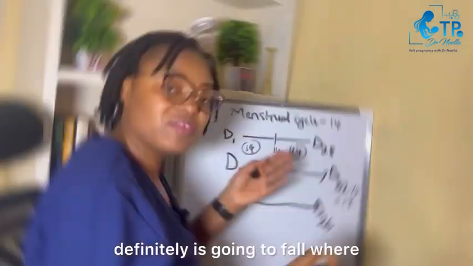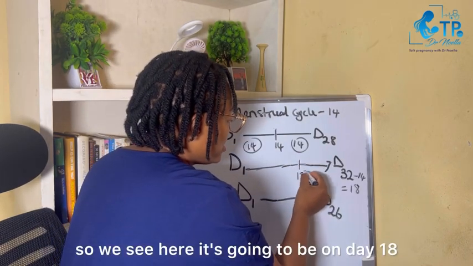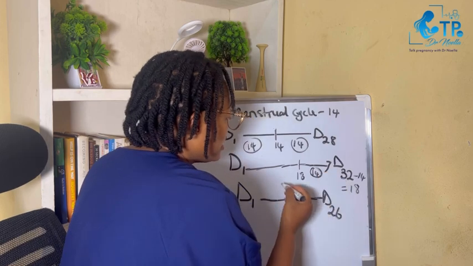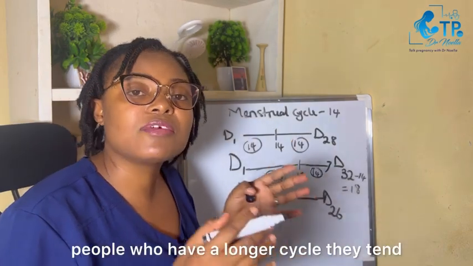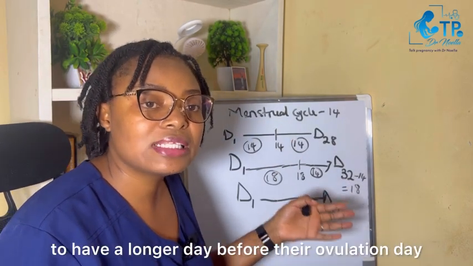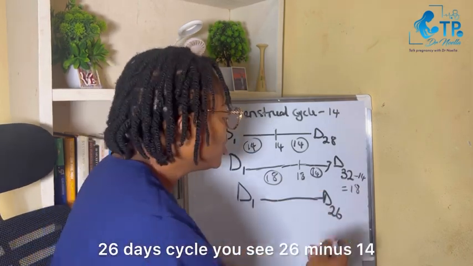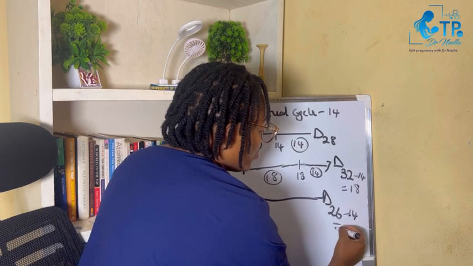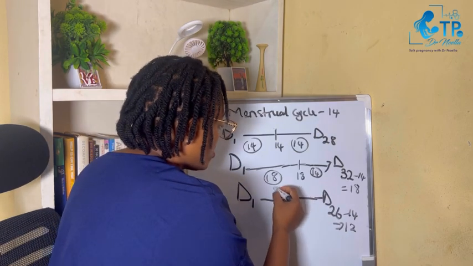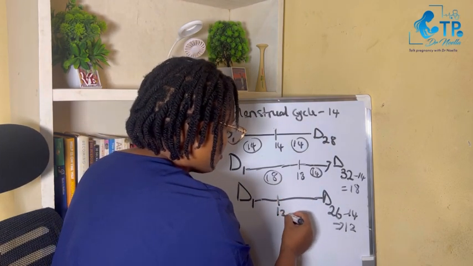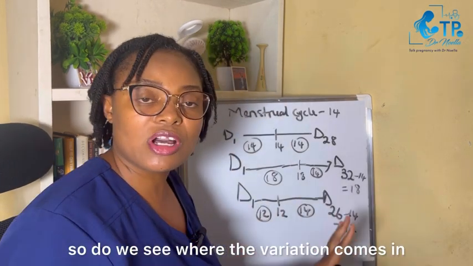So definitely it's going to fall on day 18. Here still remains 14, then here 18. So we see where the variation comes in. People who have a longer cycle tend to have a longer time before their ovulation day. Now, in someone who has a 26-day cycle, you say 26 minus 14, which gives us 12. So here is 12, here remains 14, and here is 12. So do we see where the variation comes in?